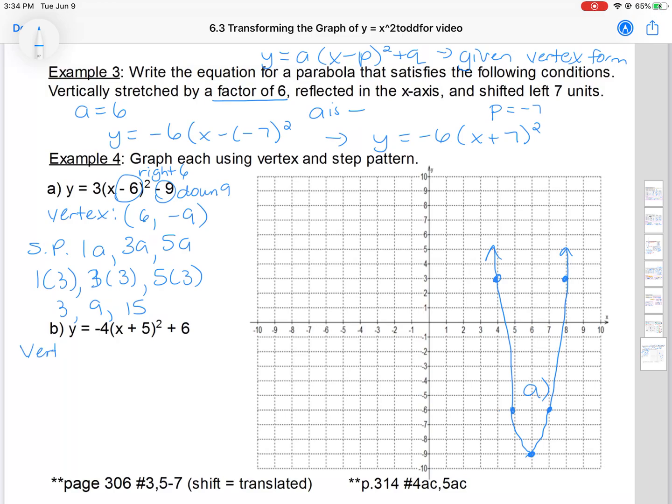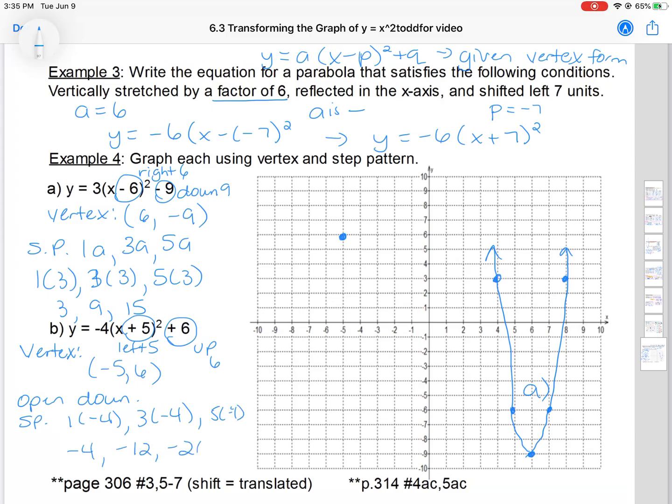Okay, so now we have the vertex. So now we're going to go left 5. Remember, it's opposite in there. And up 6. So 5, 6. And then the vertex is going to open down. And the step pattern, so we've got 1 times -4, 3 times -4, 5 times -4. That's a pretty big step pattern. I don't know how far we'll get.